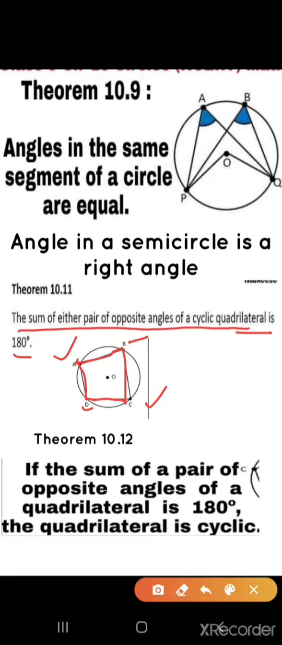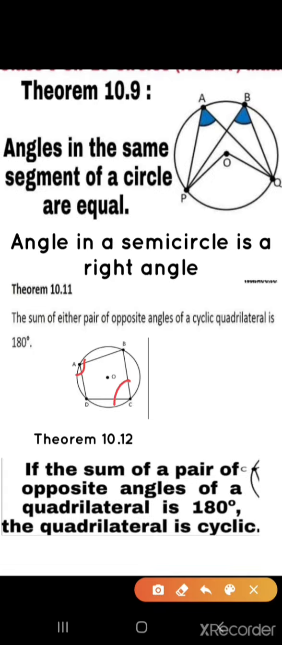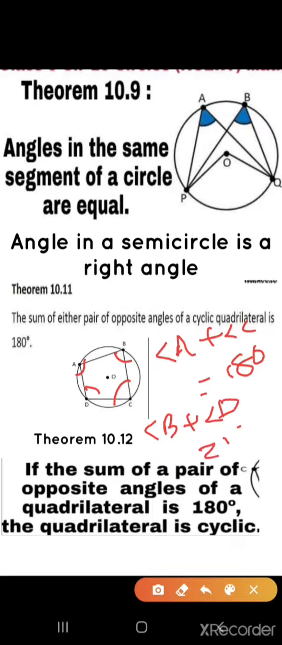Then the opposite angles, either pair of opposite angles. Opposite angles means here A and C, one pair of opposite angles. The sum of either pair of opposite angles means angle A plus angle C equals 180. Similarly, angle B plus angle D is also 180, that is also supplementary. So this is the cyclic quadrilateral theorem, theorem number 10.11. Sum of either pair of opposite angles of a cyclic quadrilateral is 180.